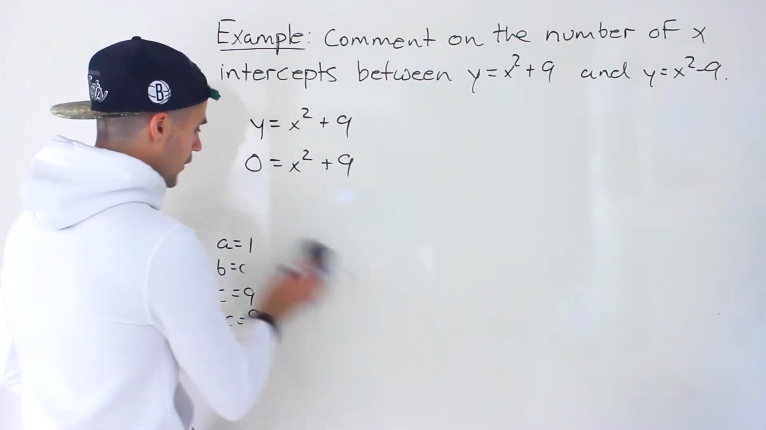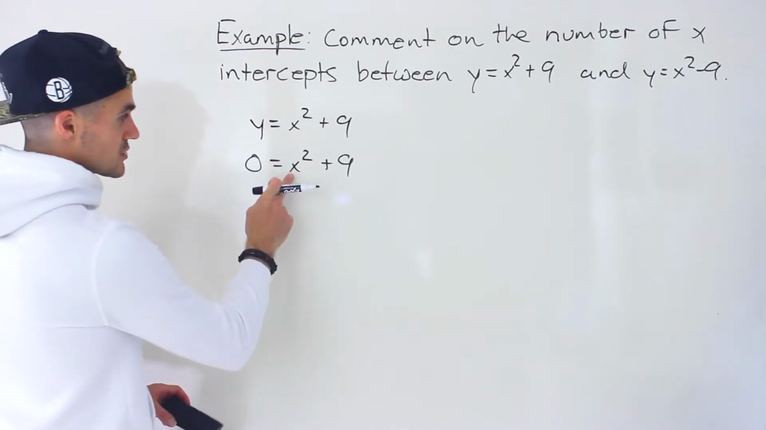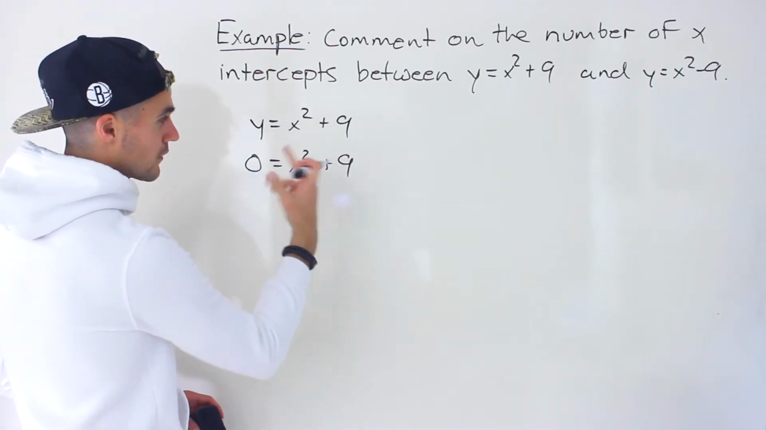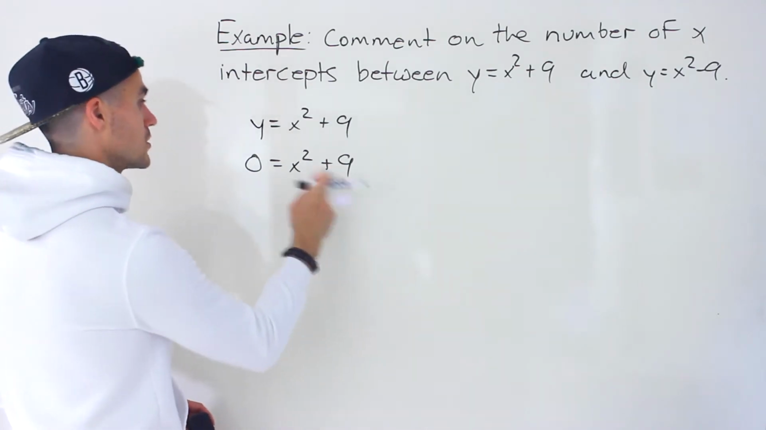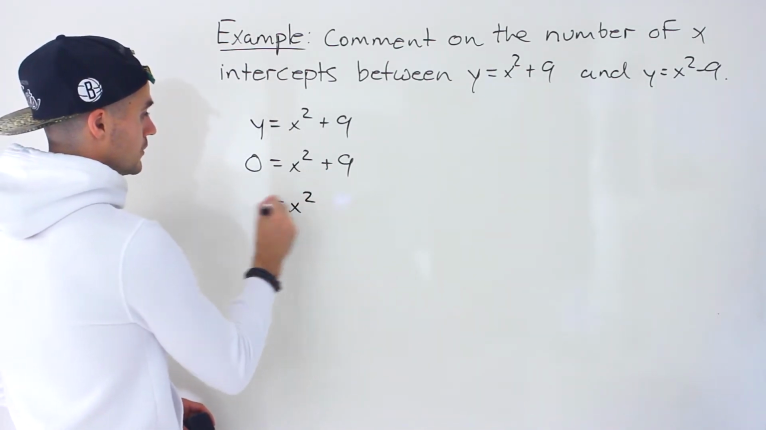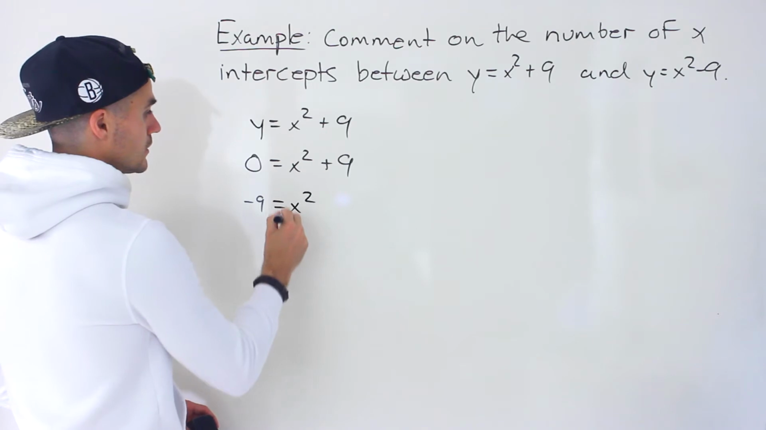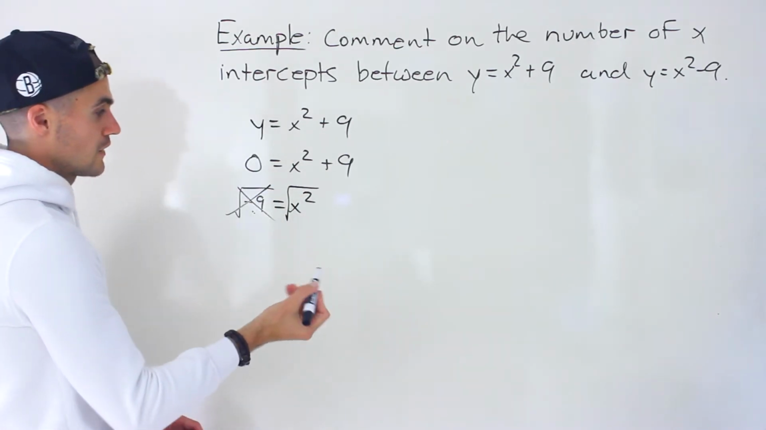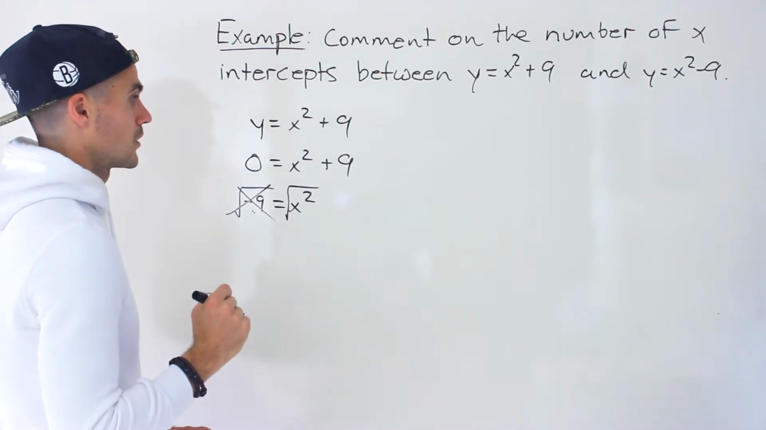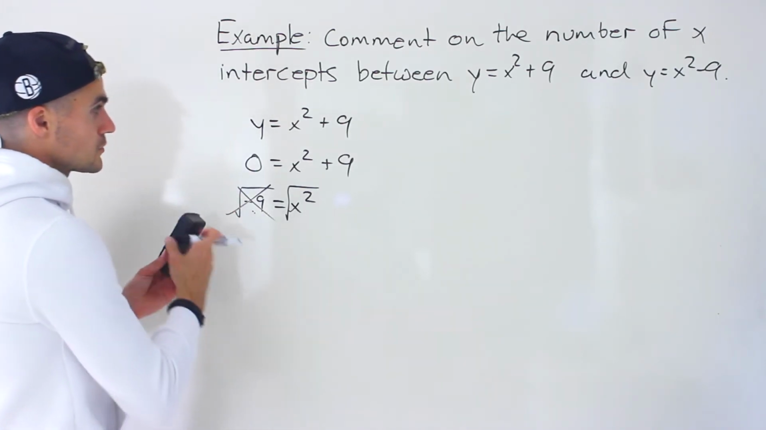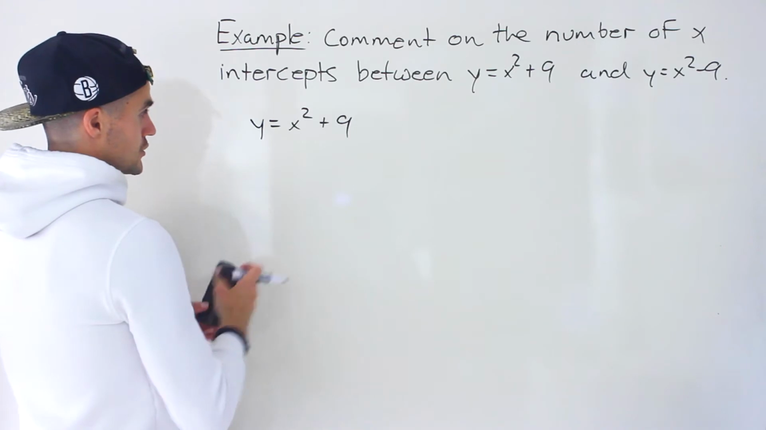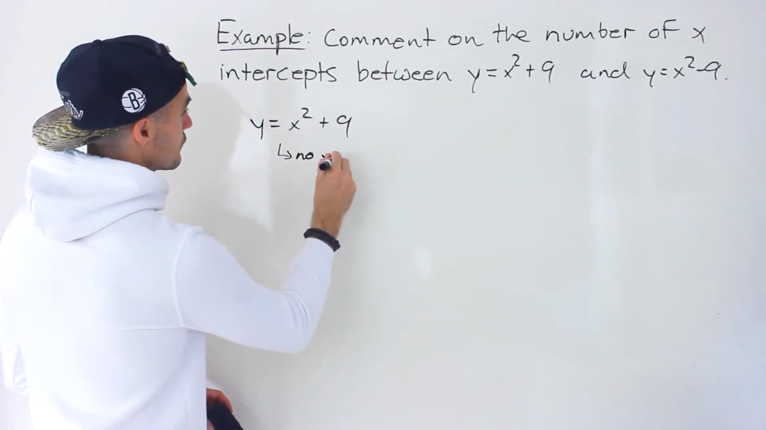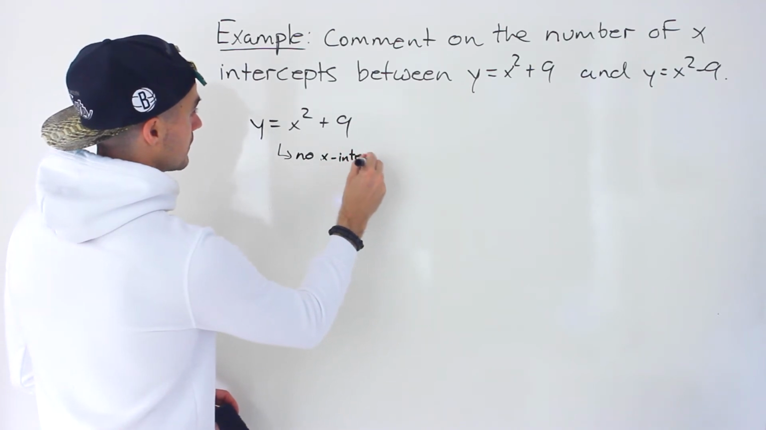Another way you could try to do this is directly solve for x, because there's no bx term over here. There's no other x variable to worry about. So you could bring the 9 over, and you'd end up with x squared equaling negative 9. When you try to square root both sides, this would be undefined. You can't square root a negative number. So y equals x squared plus 9 actually has no x-intercepts. And I'm going to show graphically why that is in a second.